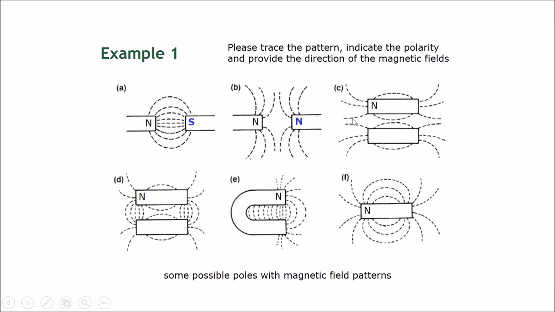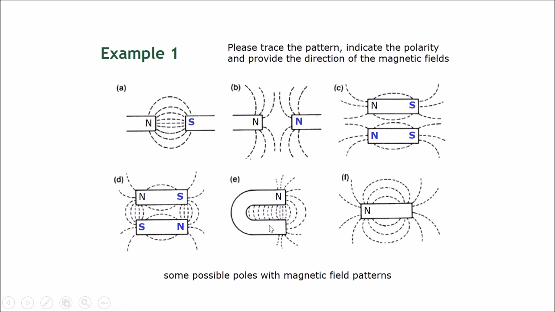Now this one over here, this line seems to be avoiding, therefore this part over here should be a north pole, and therefore the other sides of both should be south poles. Over here, this north pole seems to be connected to this part, therefore this part should be a south pole, and therefore you can fill in the rest.